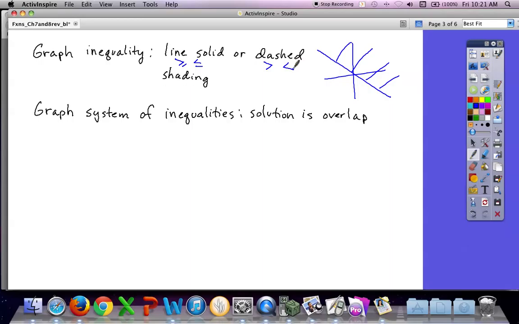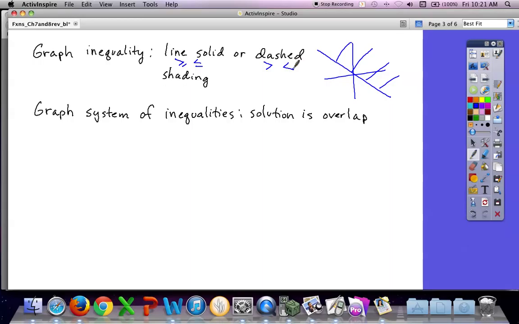Right? And then how can we tell where the shading goes? You test a point that's not on the line, right? If it leads to a true statement, you know the shading includes that point. If it leads to a false statement, the shading must be on the other side of the line.